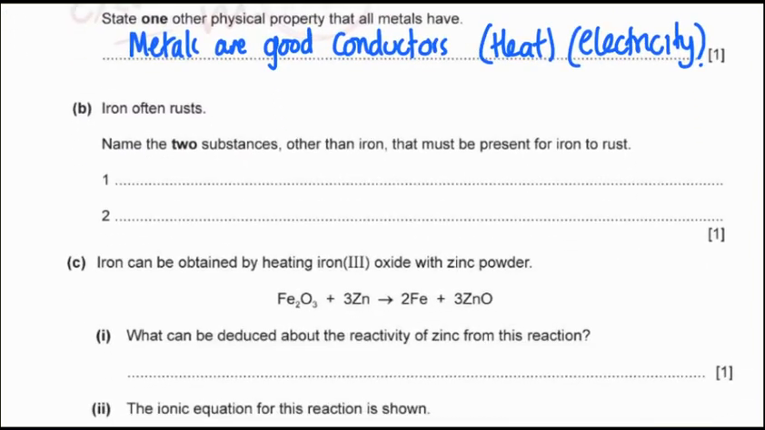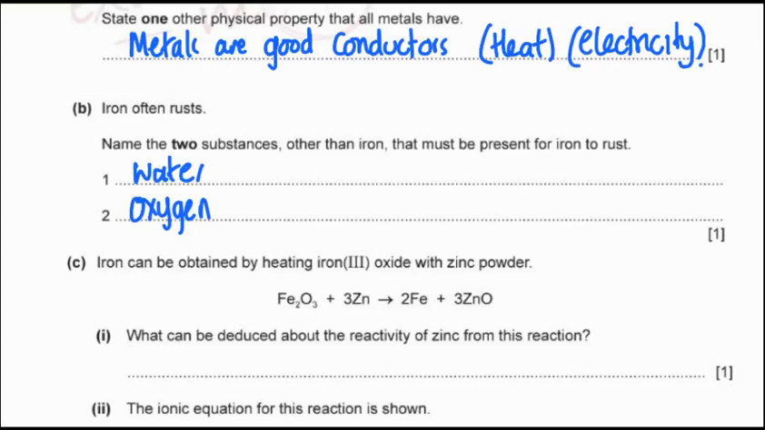Iron often rusts. Name two substances other than iron that must be present for iron to rust. Well, of course, in order for iron to become iron oxide, or rust more specifically, hydrated iron oxide, it must be water to make the hydrated bit and oxygen to make the oxide bit.